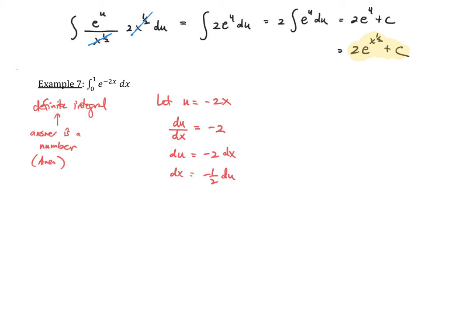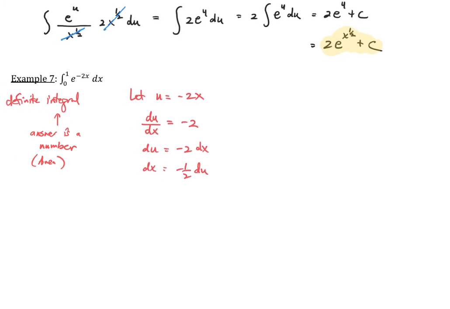Next, I want to change the limits of integration. So originally in the problem, I have x equal to 1, and I want to see, when x is equal to 1, what does u become? All I need to do is take this x value of 1 and substitute it into u equals negative 2x. So this is going to be negative 2 times 1, which is equal to negative 2.